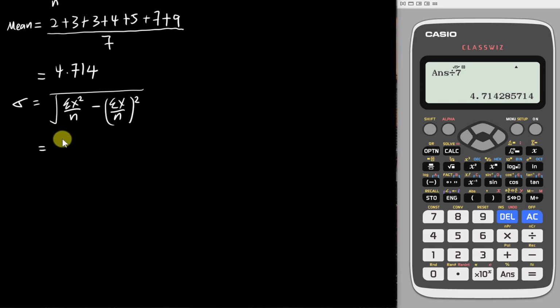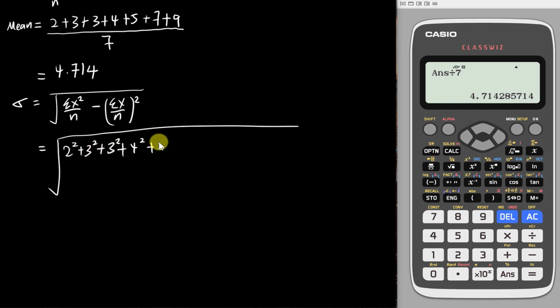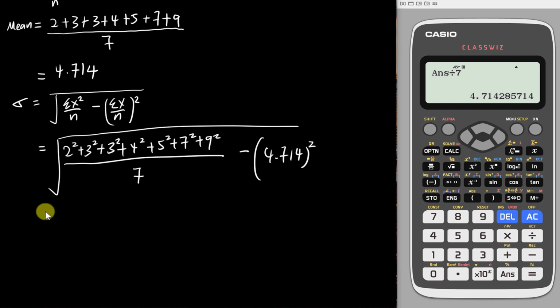So if I want to do the sum of x squared divided by n, what I will do manually is like this: 2 square plus 3 square plus 3 square plus 4 square plus 5 square plus 7 square plus 9 square, divided by n, which is 7. You don't square the n, just remember. Minus mean square. The mean is 4.714, squared. So this is how we actually solve the standard deviation.